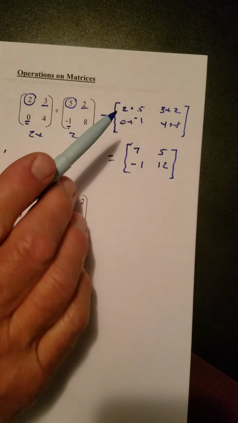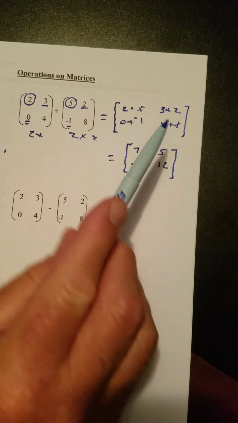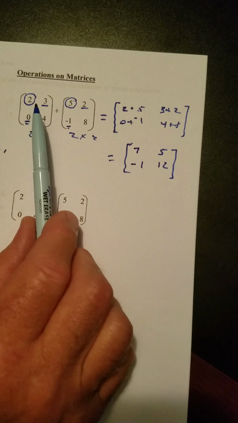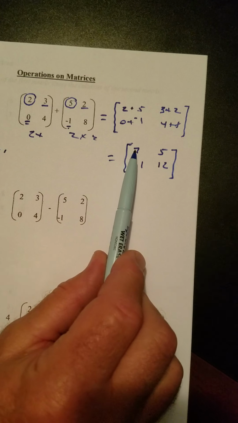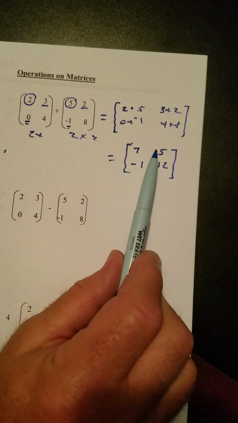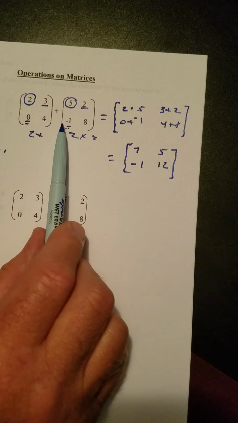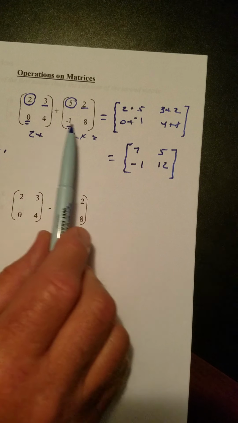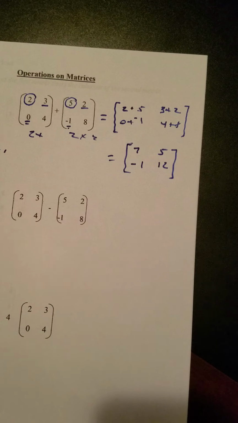Now, as you go on, this you'll probably do in your head. You'll simply look over here and say, okay, I got 2 plus 5 is 7. 3 plus 2 is 5. 0 plus negative 1 is negative 1. And 4 plus 8 is 12.